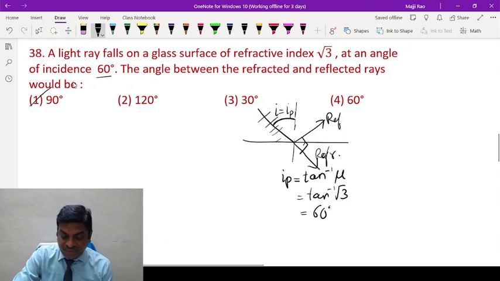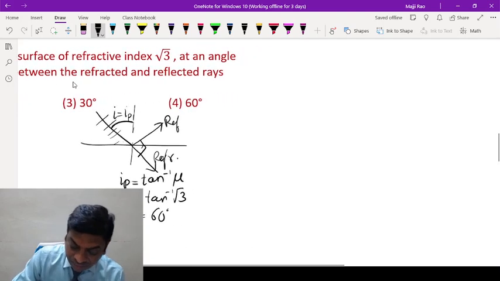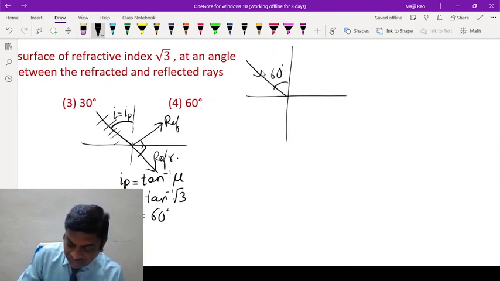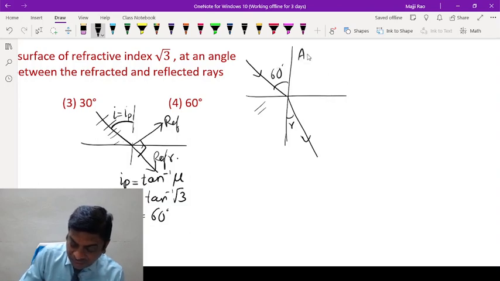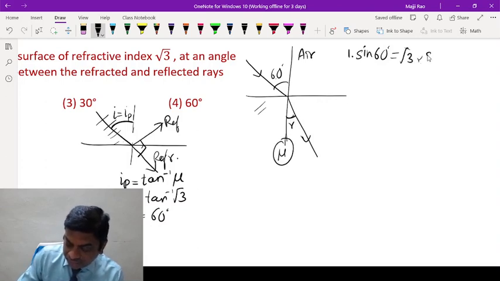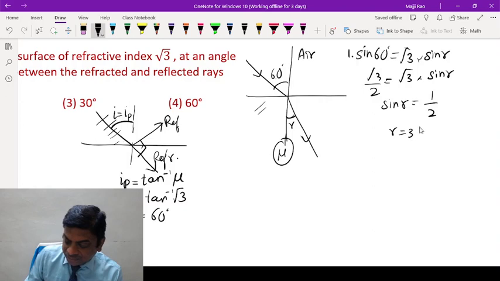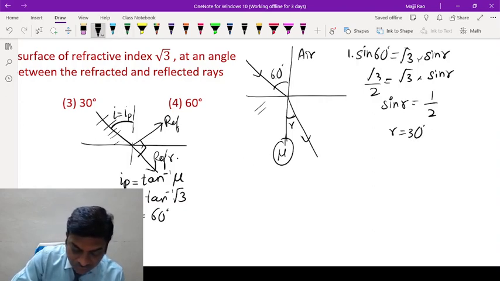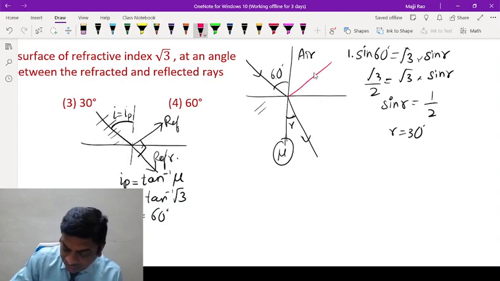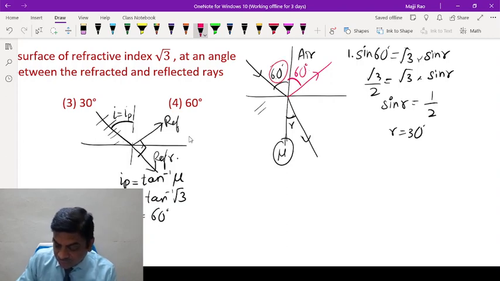But suppose you don't know Brewster's law, then how to approach this? We'll be applying the usual concept of refraction. For example, you have this angle of incidence 60 degree and you know the refractive index. Let us find the angle of refraction using Snell's law. This is air, is it? So 1 into sine 60 degree is equal to mu, which is root 3, into sine r. Sine 60 degree is root 3 by 2. So sine r will be half. In other words, r is 30 degrees because sine 30 degrees is half. Now we all know that the angle of reflection is same as angle of incidence. So this is the reflected ray.